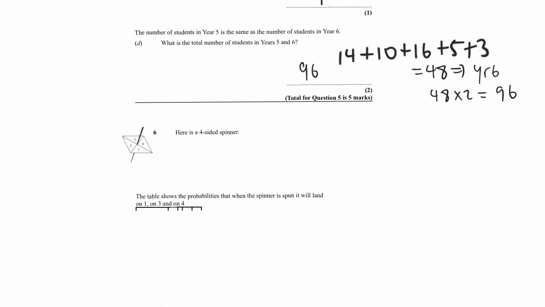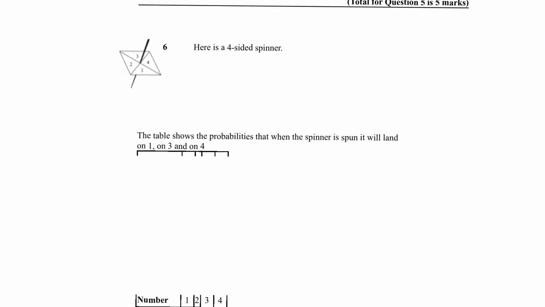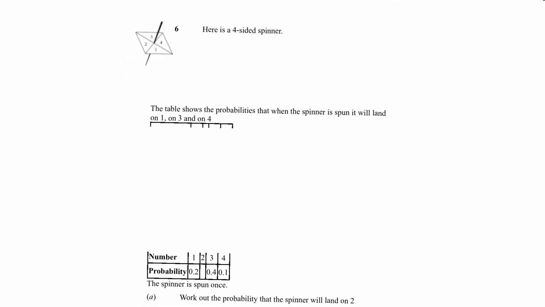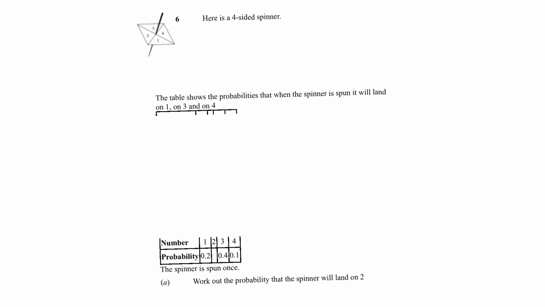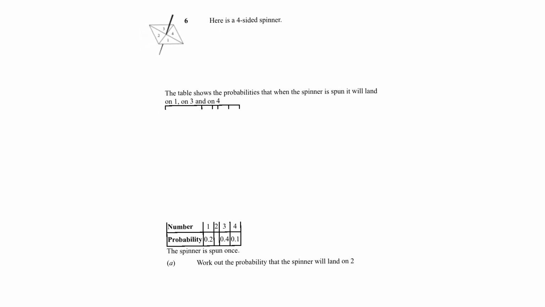So moving on to question 6, it says, here is a four-sided spinner. And even though this table is a bit mashed up, realistically, think of it as a normal table. It's saying the table shows the probabilities that when the spinner is spun, it will land on a 1, a 3, or a 4. It's showing us the probabilities, except the probability of it landing on a 2 is missing. So it wants us to work out the probability of it landing on a 2.